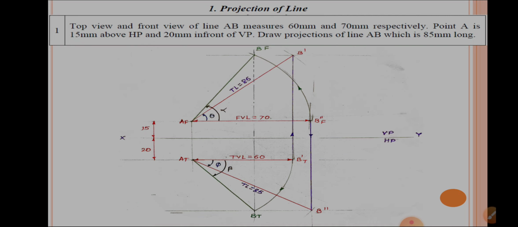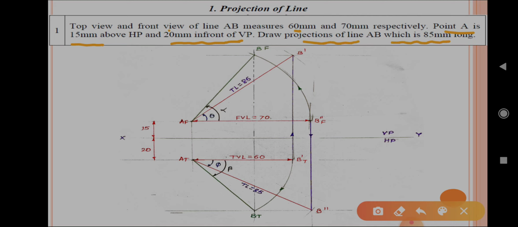So the first problem of projection of line. In the first problem, the top view and front view of a line measure 60 mm and 70 mm respectively. The point A is 15 mm above HP and 20 mm in front of VP. Draw the projection of the line, which measures 85 mm long.